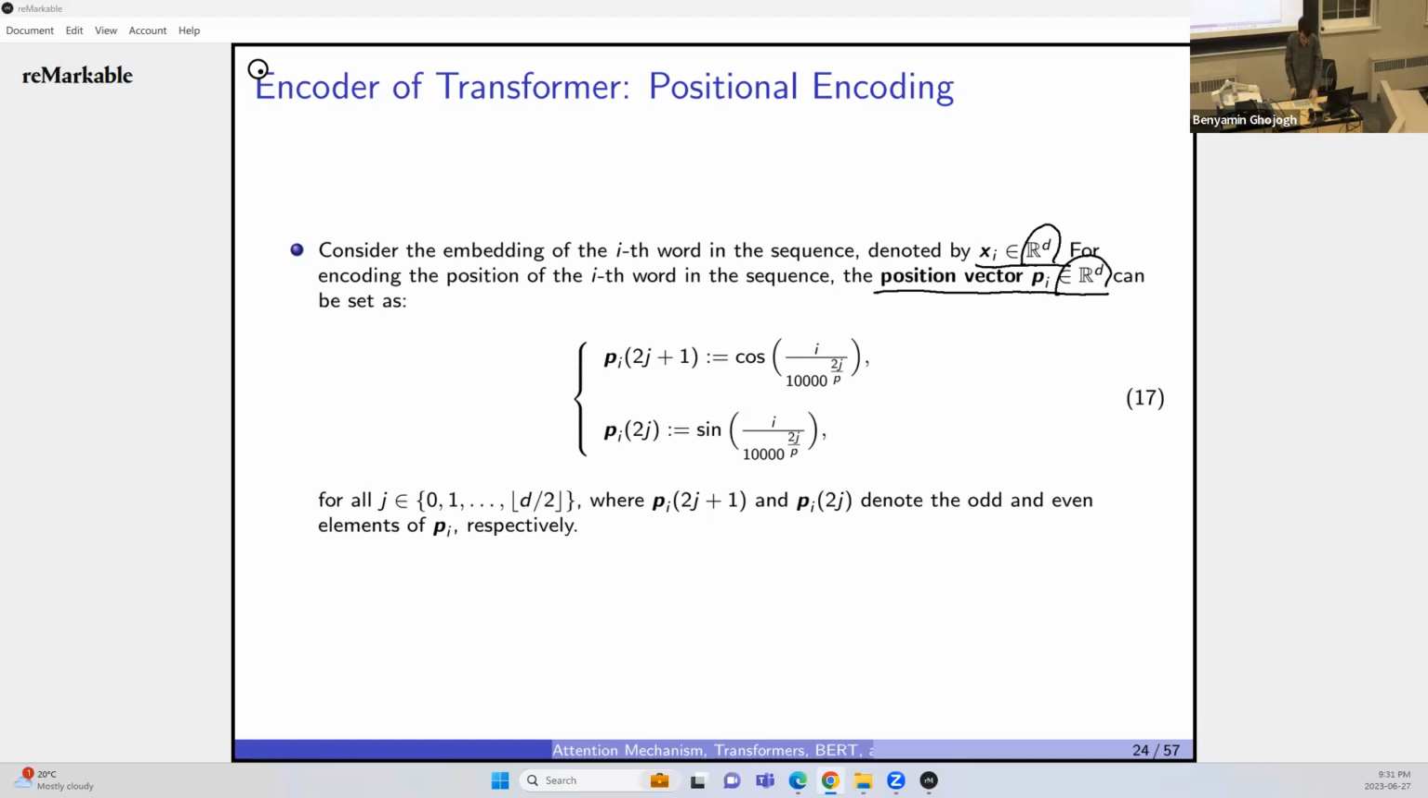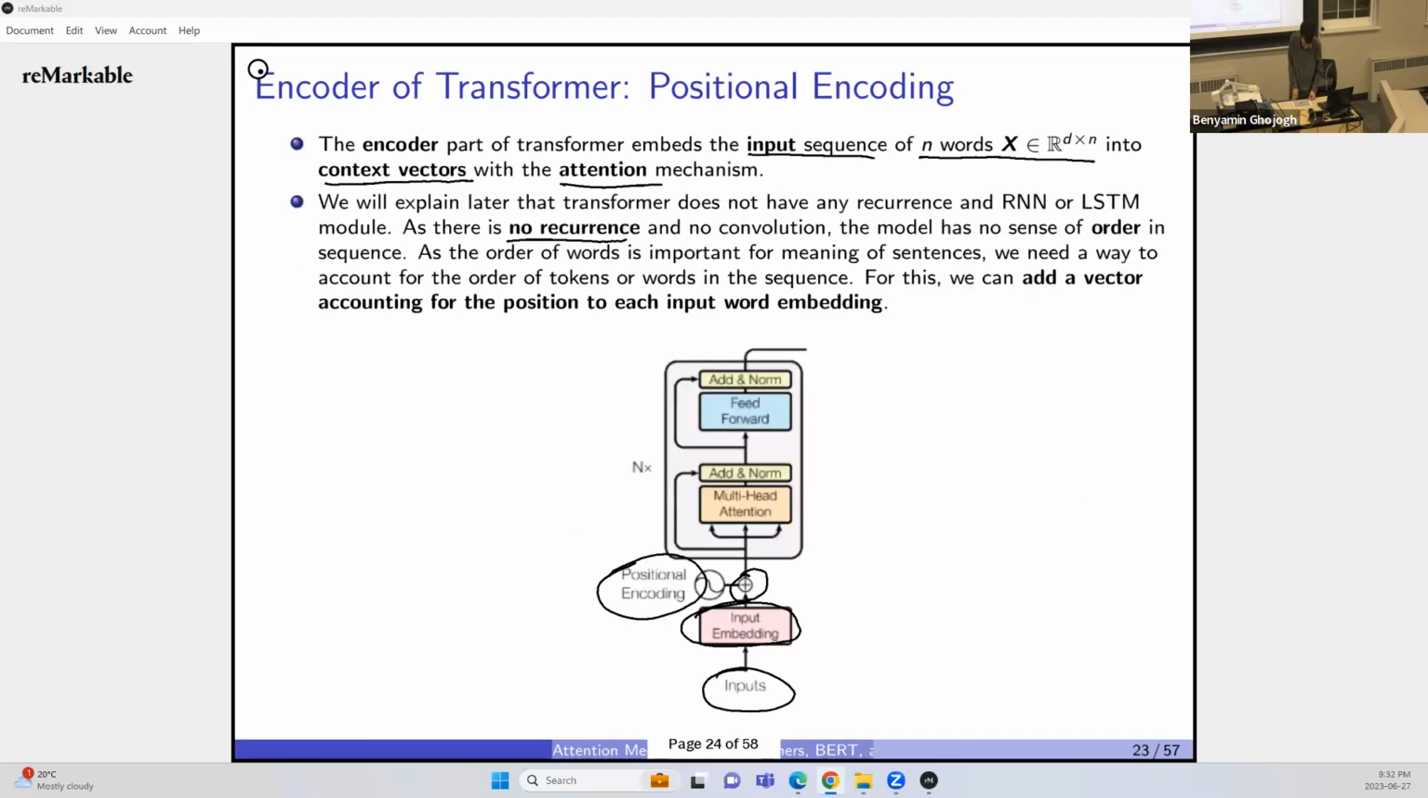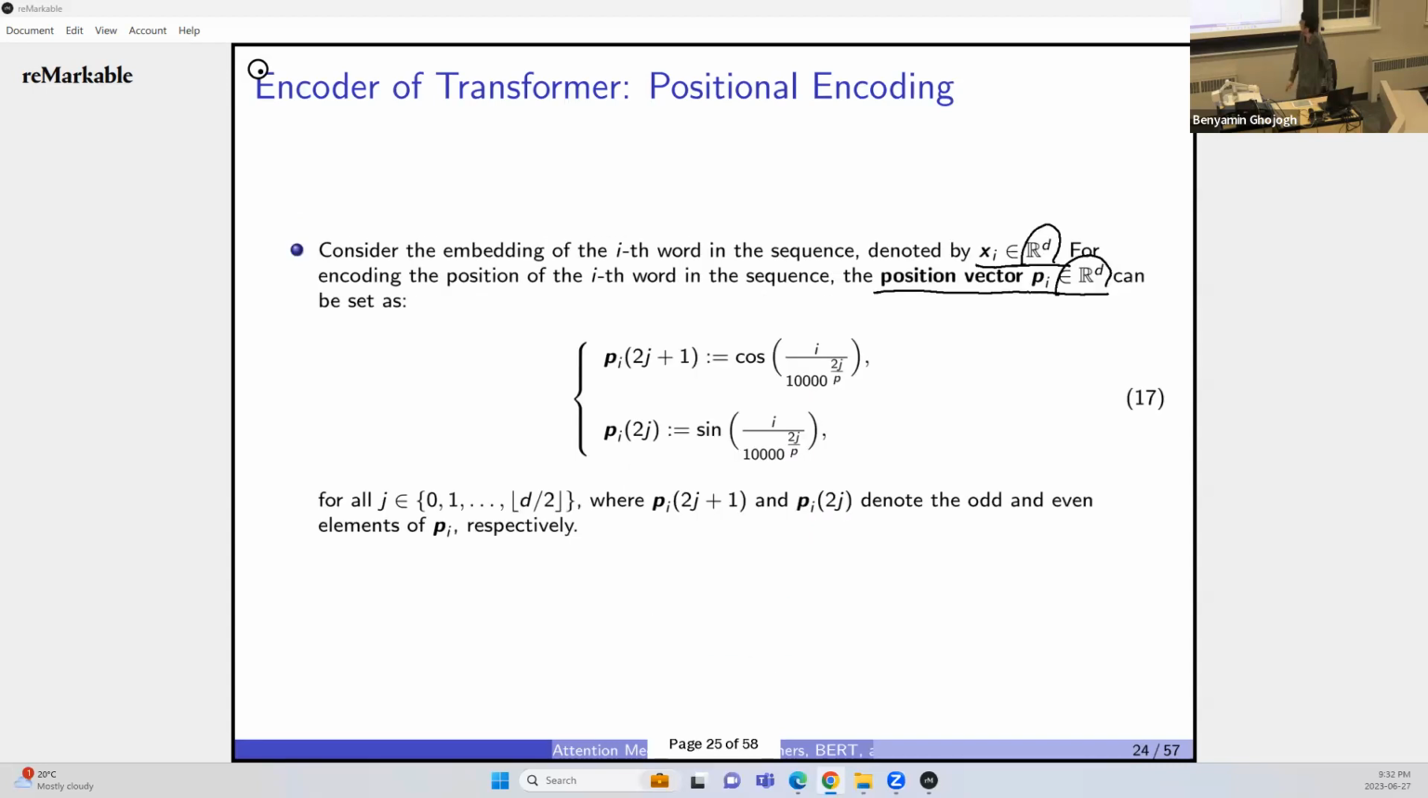Why? Because I want to add them at the end. Here, do you recall this add? I want to add them, therefore they need to be of the same dimension. Then I define Pi to be like this. It is a vector, right? I have odd elements and even elements. Do you agree? So for odd elements, I use this, and for even elements, I use this formula.